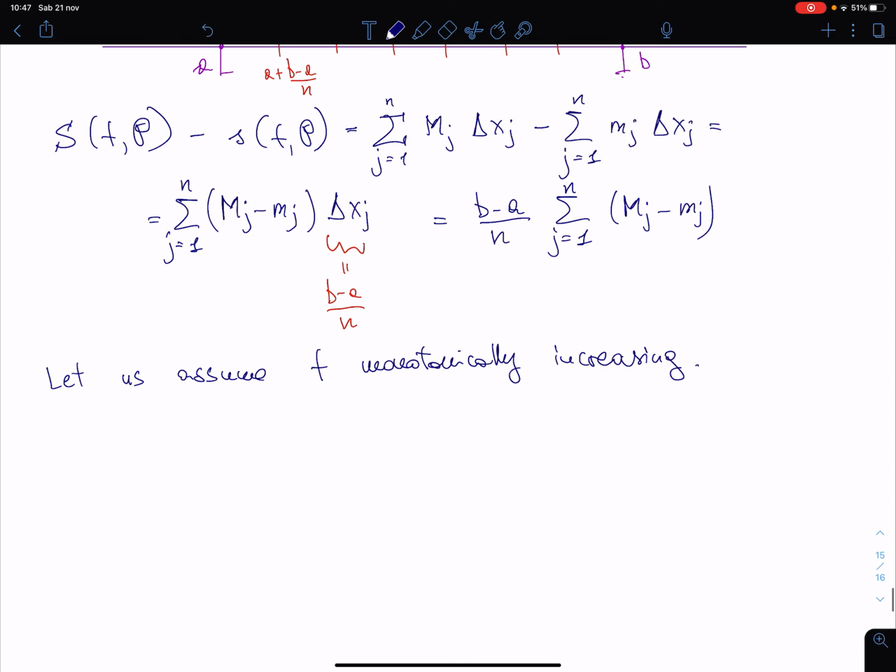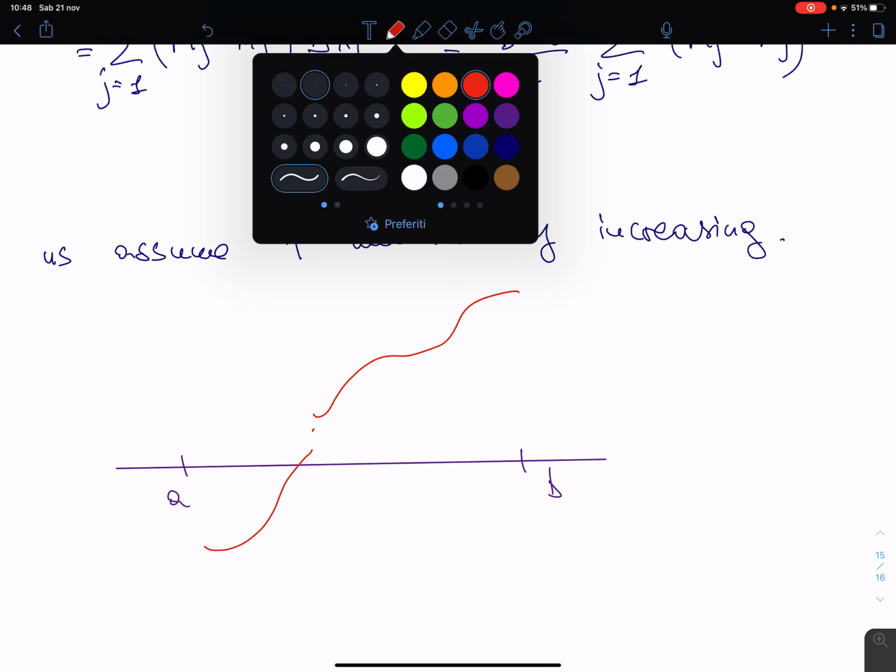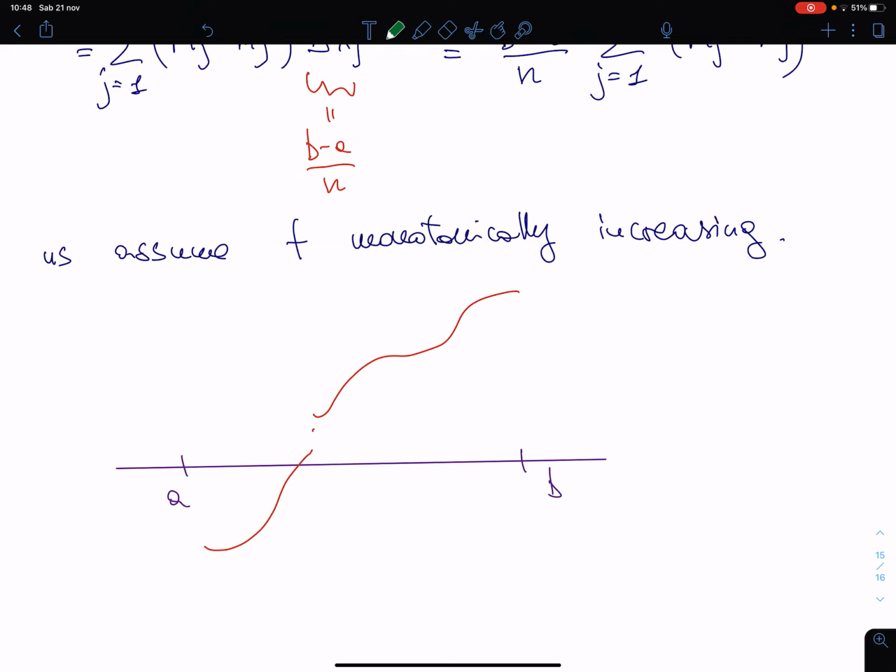And let us see what happens if f is monotonically increasing. So this is A, B, you have things like that, for instance, and consider the partition. Oh, it's too thin, then I will have many. Okay, this is simple.